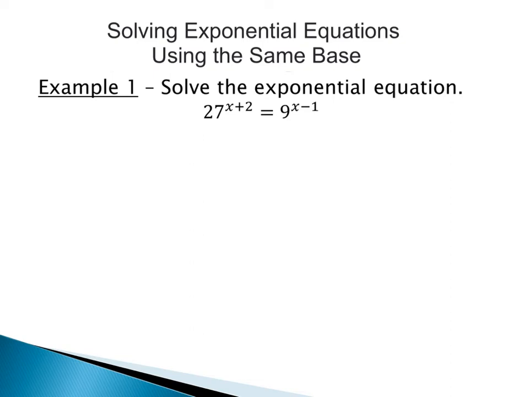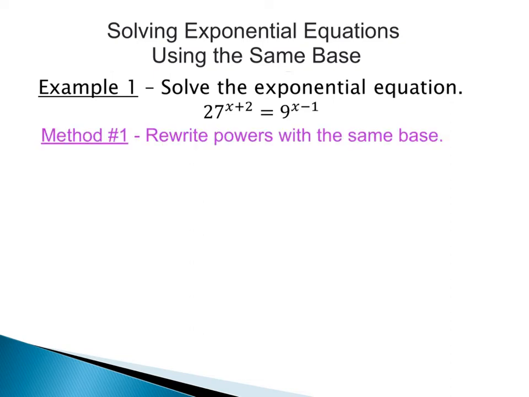In this lesson, we're going to be solving exponential equations by using the same base. So in this example, we have 27 to the x plus 2 equals 9 to the x plus 1. So we are obviously trying to solve for x, and this would be our first method, where we want to rewrite both sides of the equation with the same base. So right now we have a 27 and a 9, which is obviously not the same. So we want to think, is there a way that we can rewrite 27 and 9 with the same base?